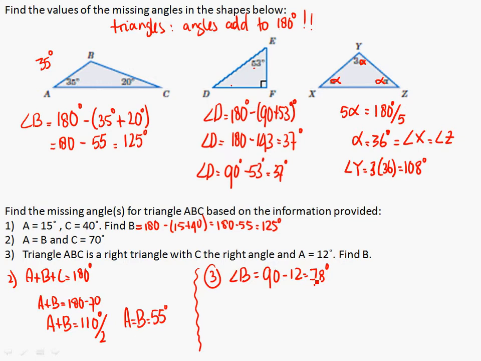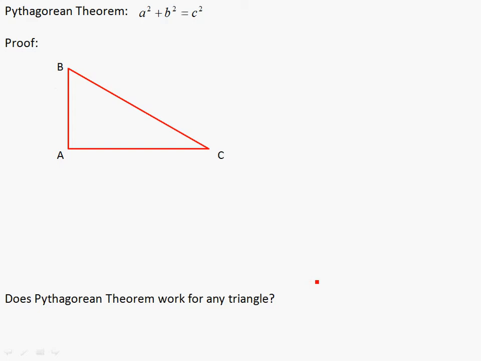Alright. All that should have been mostly review. So now let's look at what's a little bit new. Here is one proof of the Pythagorean Theorem. And I think you should be able to do this proof. So let's draw, and this was a right angle. Let's draw another right angle this way.